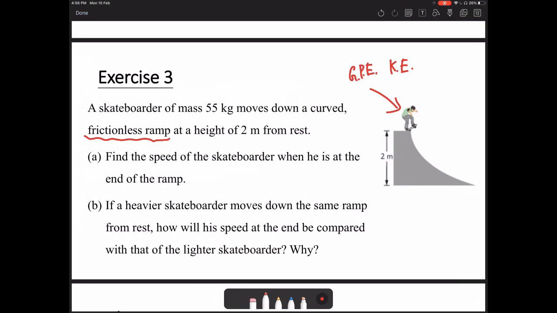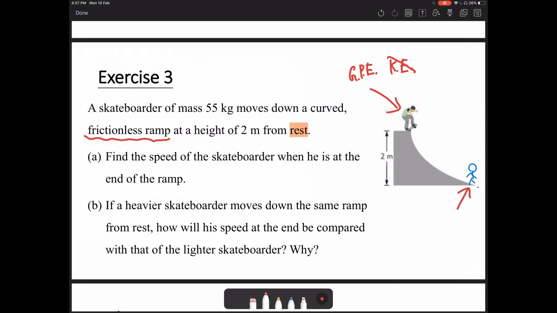Does this guy have kinetic energy at this moment? No. Why is this the case? Because it says from rest. This guy moves down the ramp from rest. That means there is no kinetic energy at this moment. How about when this guy arrived at the ground?